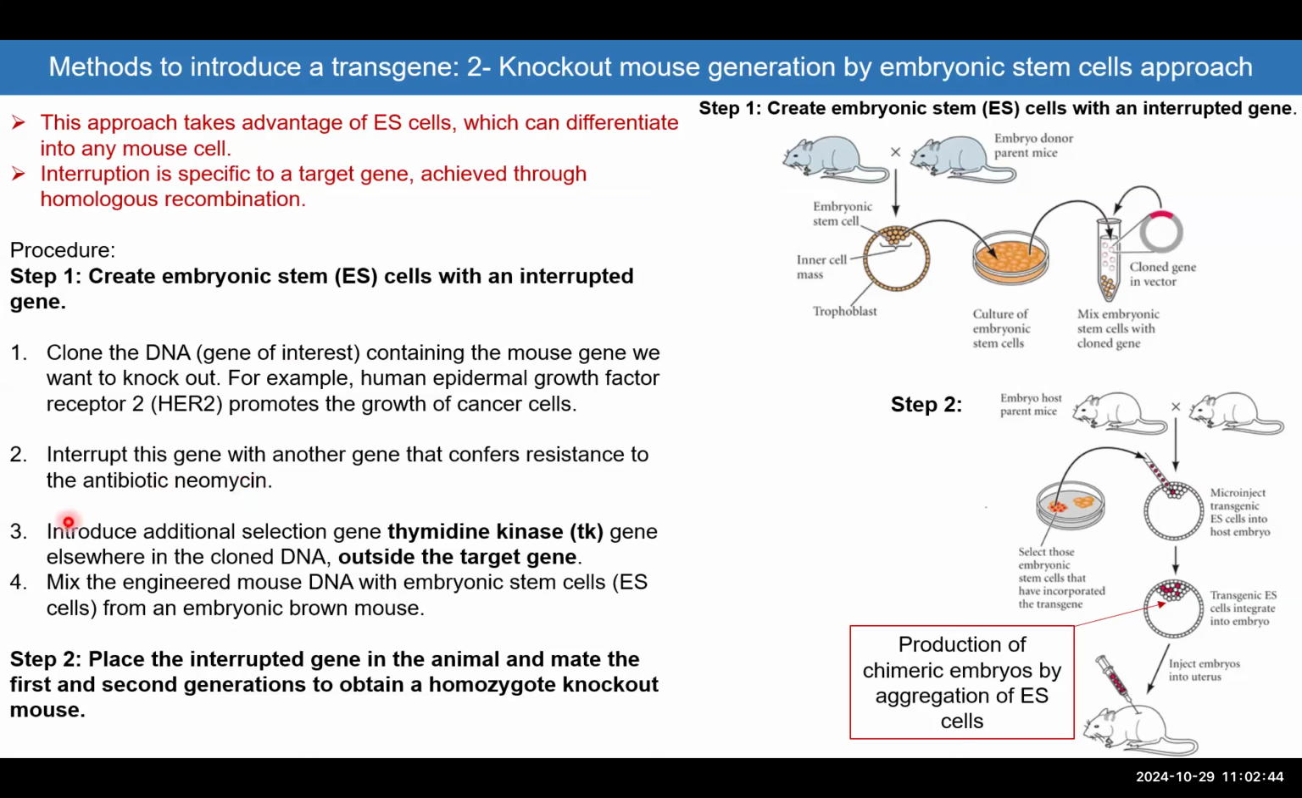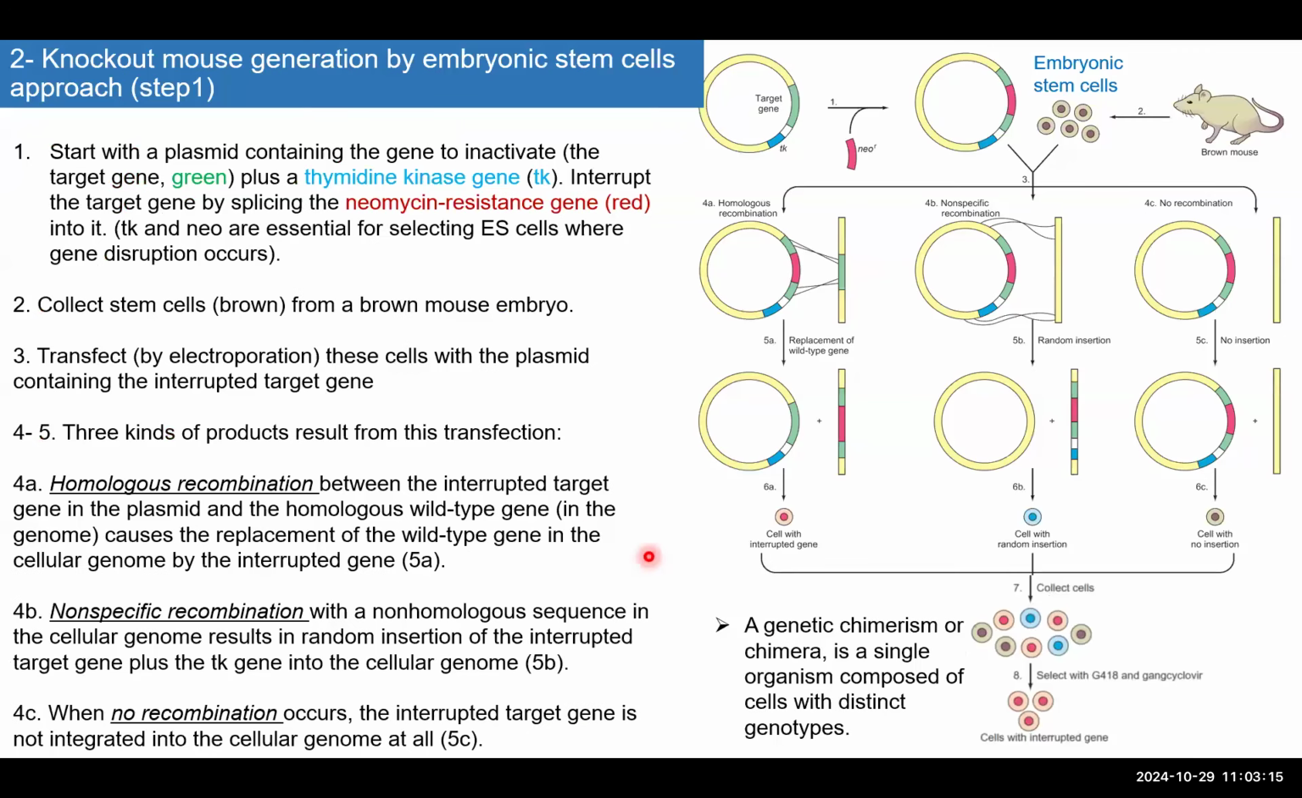And then we will introduce a marker, another selective gene. This is the most widely used. It's called thymidine kinase, just to know if the recombination is specific or not. And you will see this in the next slide. And after that, we will take these engineered embryonic stem cells and we will introduce them back into a pseudopregnant mouse. So let's go to the steps one by one.